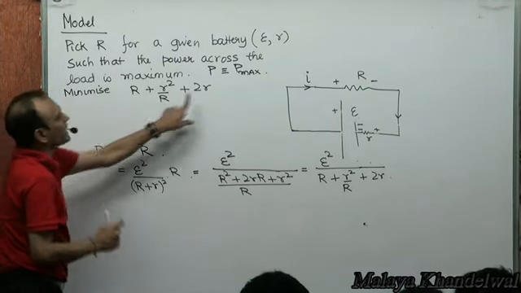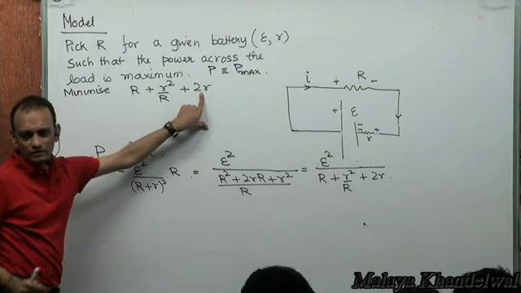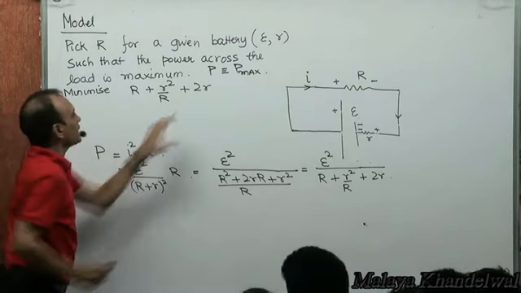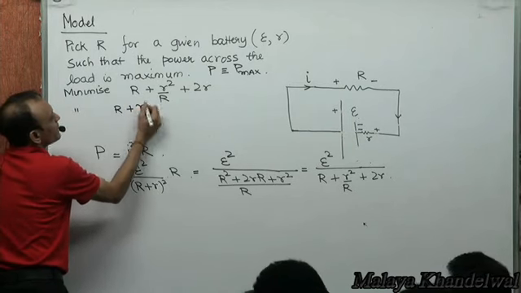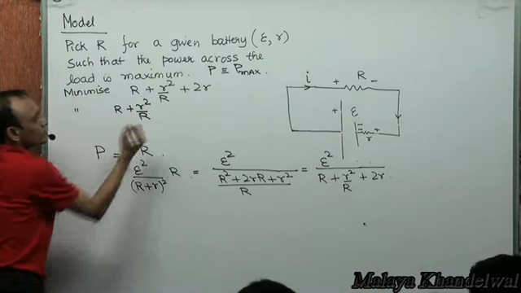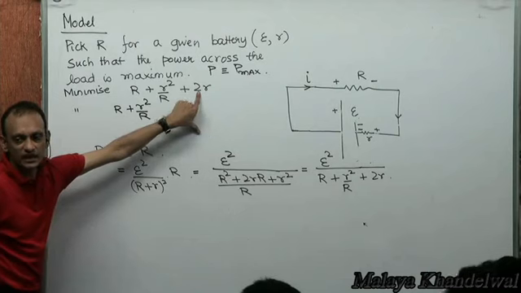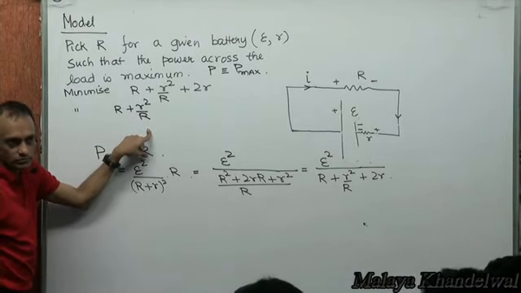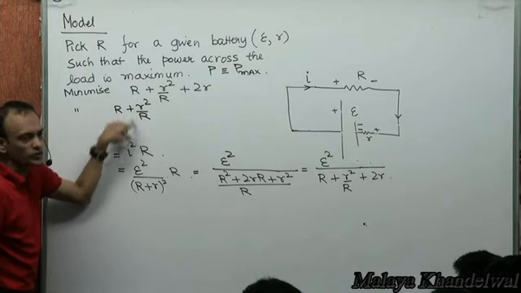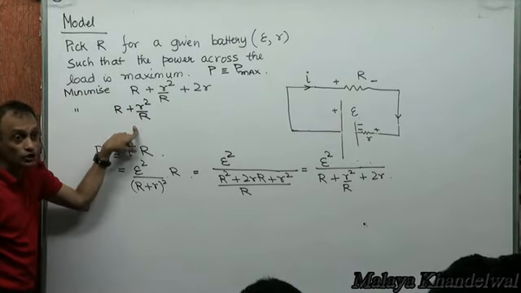Now, I can't change this. 2r, I can't change this. That means essentially I have to minimize R plus r squared by capital R. Because 2r I can't change, it's related to the battery. But this expression I can change. I have to minimize this. R plus r square by capital R I have to minimize.